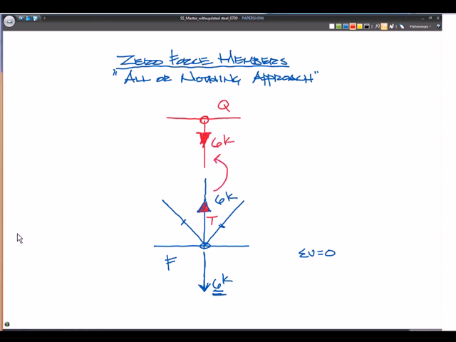Right? We put it up here equal and opposite. So if we have 6 kips down, we need 6 kips going up. Well, a horizontal member cannot resist a vertical force. So no matter what vertical force you put in this member, it can't take it at the other end. It has to be 0.